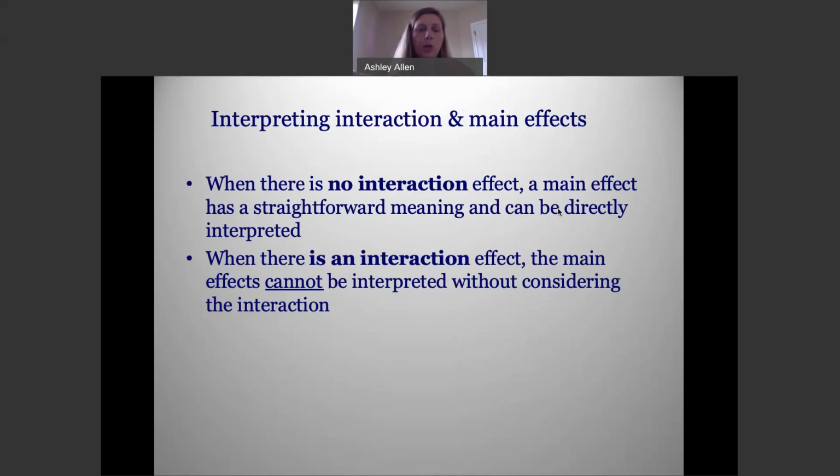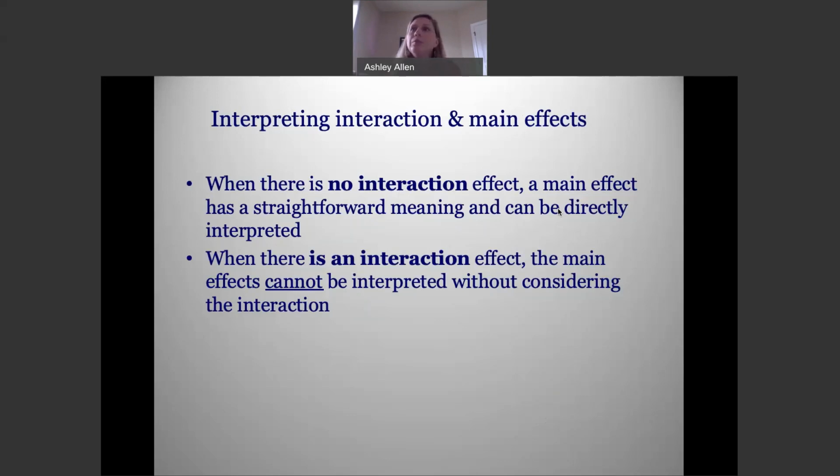Okay, so when there is no interaction effect, the main effects are pretty straightforward and can be directly interpreted. So if you don't have an interaction going on, then talk all you want about your main effects because they're telling you important things. But when you do have an interaction effect, the main effects really, it says cannot, but they really just should not be interpreted without considering the interaction. So some people try to.